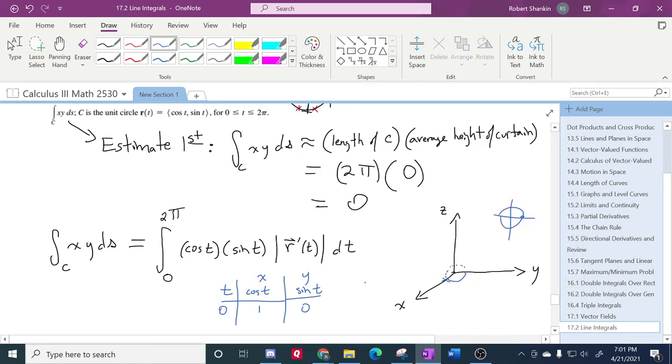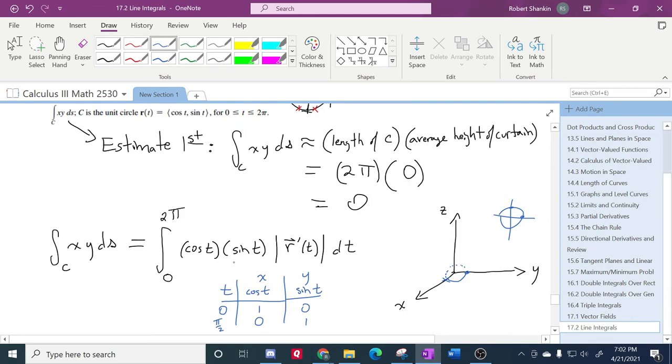And when t goes to pi over 2, then we're at this point, the cosine is 0, the sine is 1, we've moved over to here, and we're taking this integral and having these values work through this.